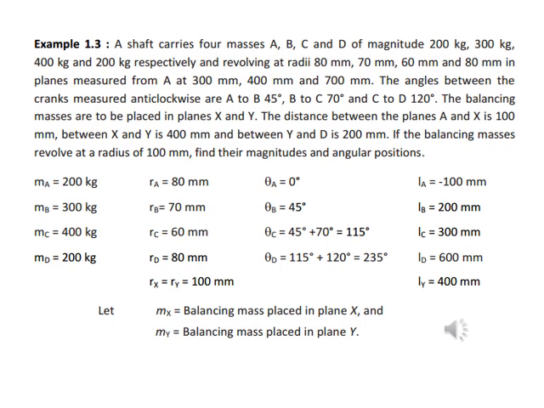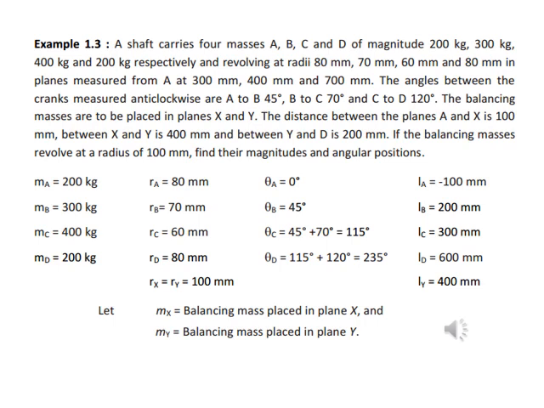For example, the angles between cranks measured anticlockwise: from A to B is 45 degrees. So A should be 0, B should be 45 degrees, then B to C 70 degrees, which is 45 plus 70, which is 115 degrees, and then C to D 120 degrees, so from A should be 115 plus 120, which is equivalent to 235. As I mentioned before, in dynamic balancing you must use the distance between planes, because the couple is force times L. So LA is the distance between A and X.